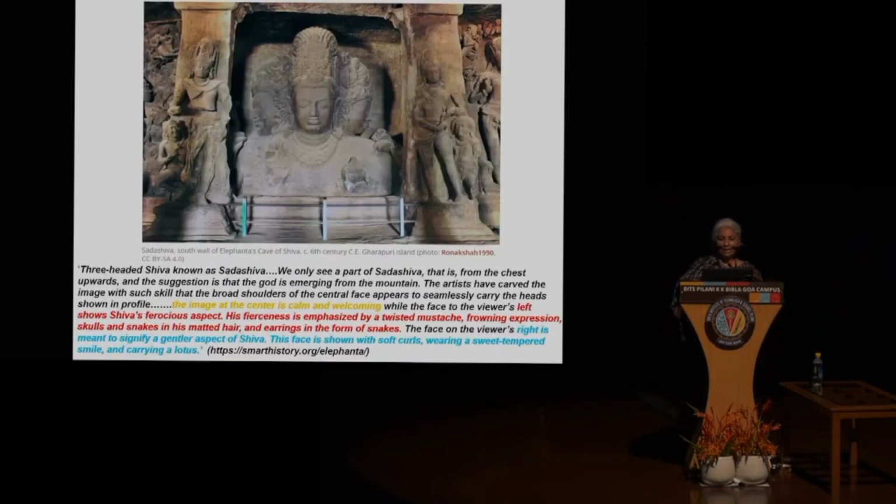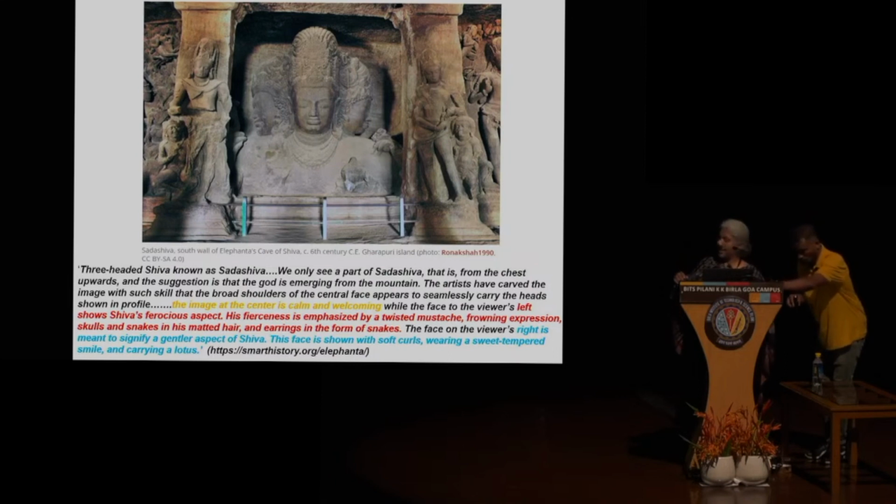Now, this was interpreted as that the central sculpture shows calmness. The left side, Shiva, is a little angered. So if you look at the interpretations by archaeologists, the image of the center is calm and welcoming, while the face to the viewer's left shows Shiva's ferocious aspect. His fierceness is emphasized by a twisted mustache, frowning expression, skulls and snakes in the matted hair, and earrings in the form of snakes.